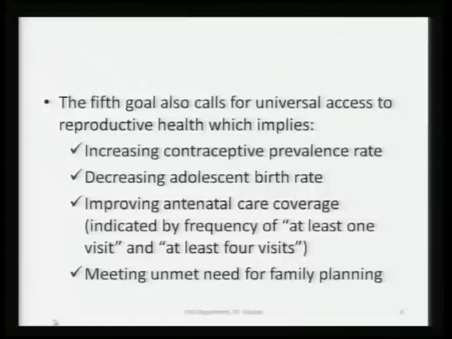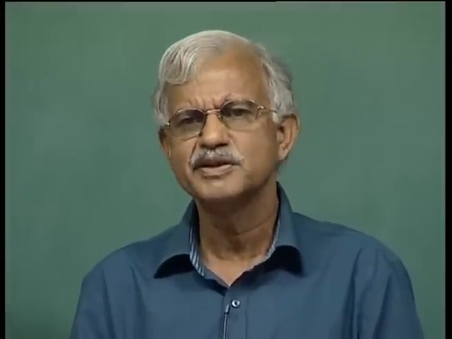The fifth goal also calls for universal access to reproductive health. All these are actually interconnected: maternal health, institutional delivery, safe delivery, reproductive health, reducing PPH, women's empowerment, they are all interrelated. So, the fifth goal also calls for universal access to reproductive health, which implies increasing the contraceptive prevalence rate and decreasing the adolescent birth rate. Adolescent birth rate means teenage pregnancy and teenage fertility. Teenagers are not biologically fit to produce a baby without any risk.